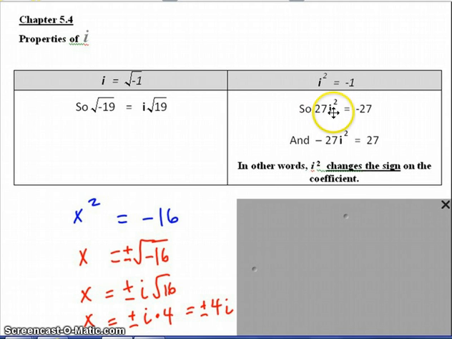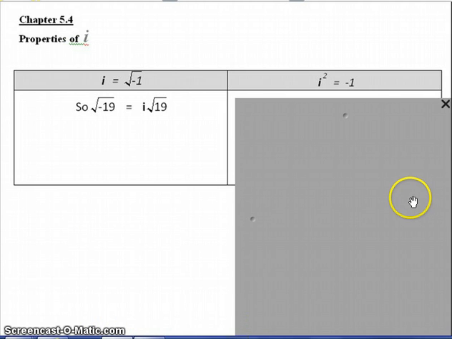27I squared is 27 times negative 1. Okay, so it's negative 27. And negative 27I squared, okay, well that's negative 27 times negative 1. That means it's positive 27. And in fact, as soon as you see I squared, you can simply think of it as the thing that changes the sign of whatever it's being multiplied against. So let's move on to a next case here.